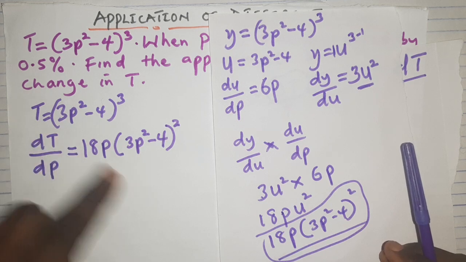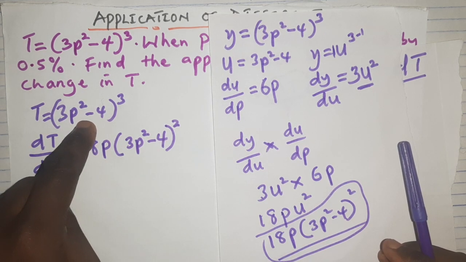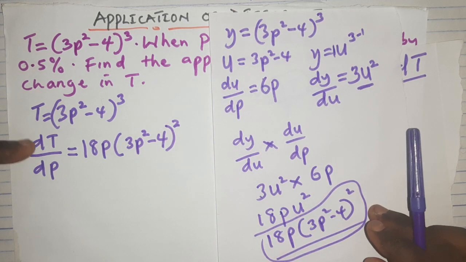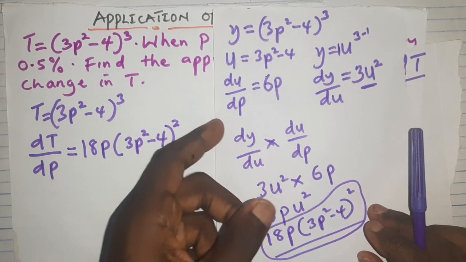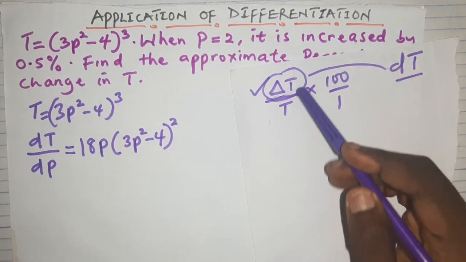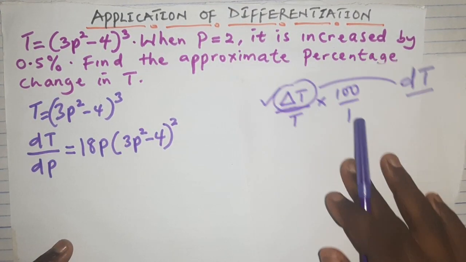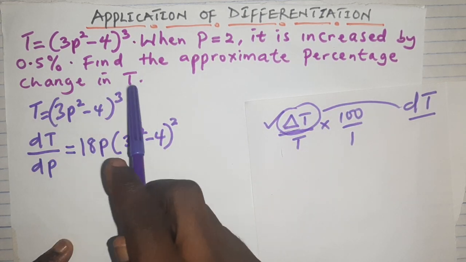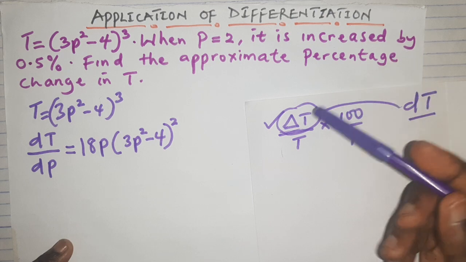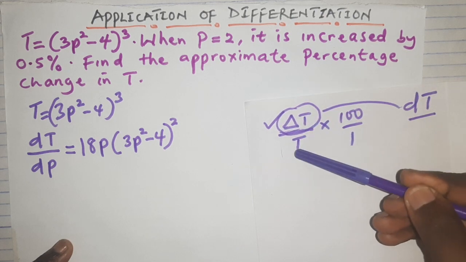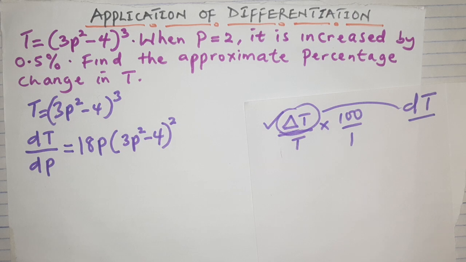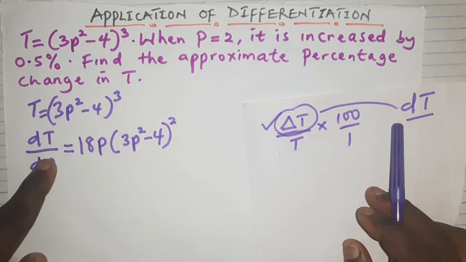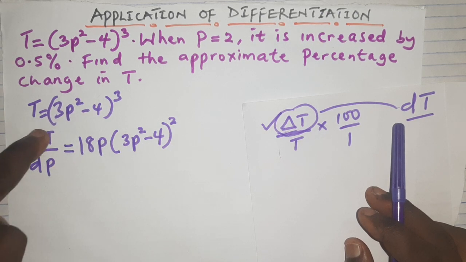Remember, I've just found the derivative of this value using the chain rule. Now I will treat this as a fraction. Remember the goal here is to evaluate change in t over t times 100 over 1, which is the question they asked. They want the approximate percentage change in t, and percentage change in t is the change in t over the original t times 100 over 1. And the change in t can also be our dt. That is why I'm trying my best to make dt the subject of the formula here.